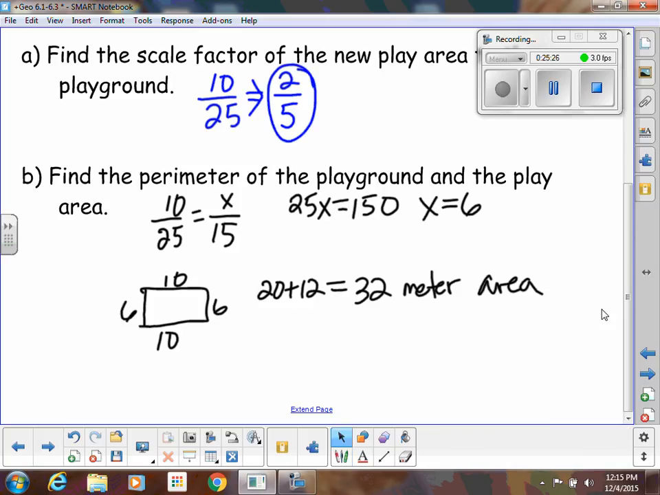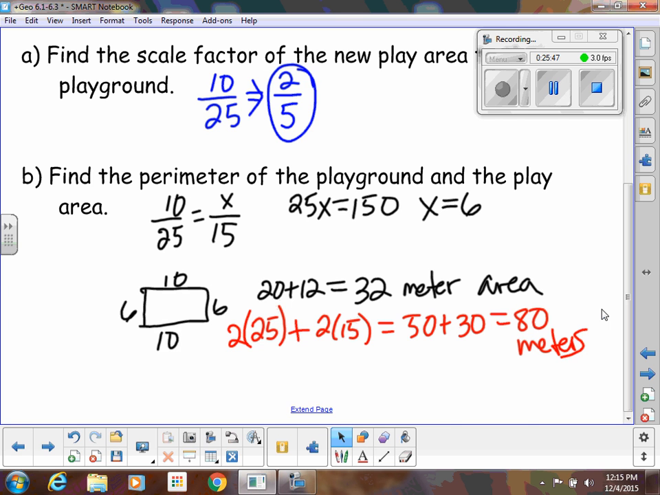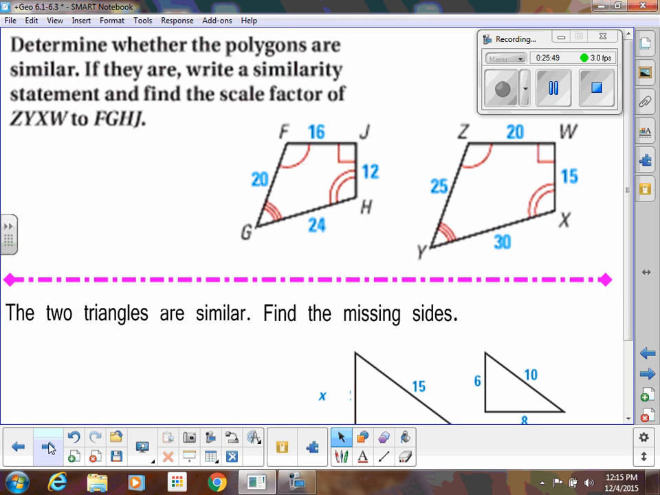And then for my playground, that's going to be 25 by 15. So I'm going to have 50 plus 30, which is 80 meters. Okay. So now that we've done a few of those, let's look at this one.